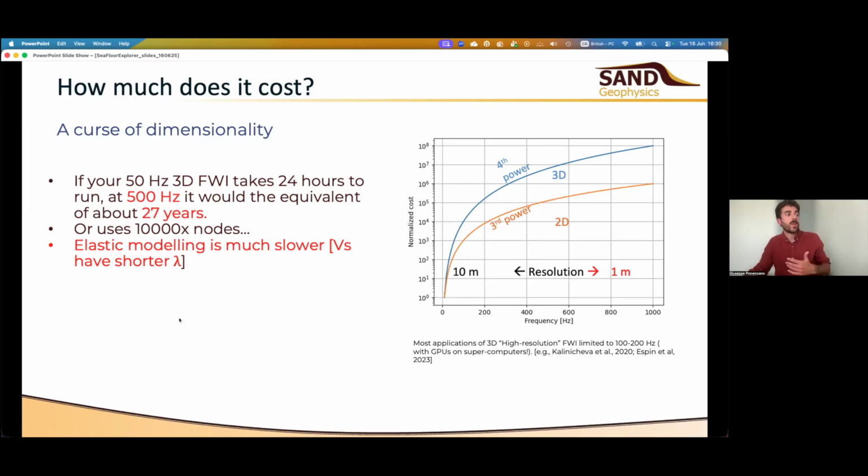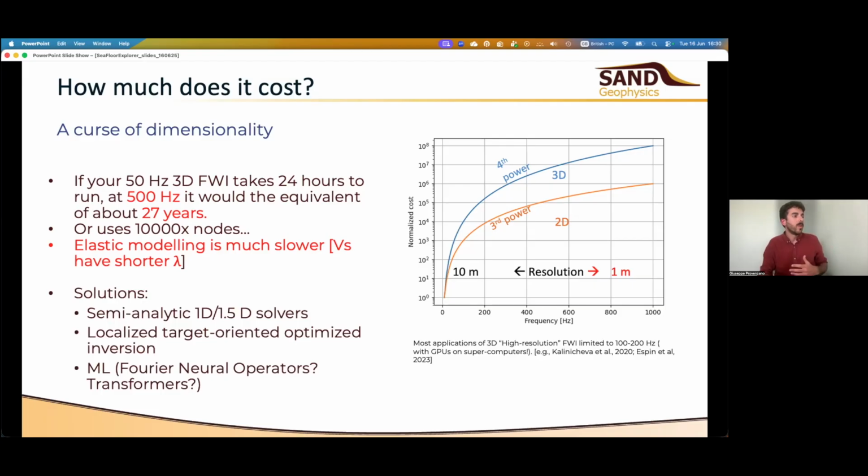In particular, if we want to do elastic modeling, we need to consider the VS in the shallow subsurface can be very slow and even as low as 100 meters a second. So that's even a stronger constraint on your grid spacing. I mean, it's not an unsurmountable problem.